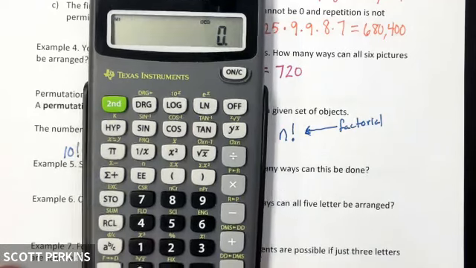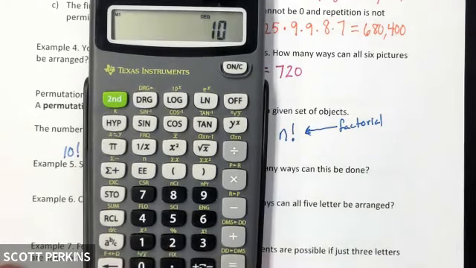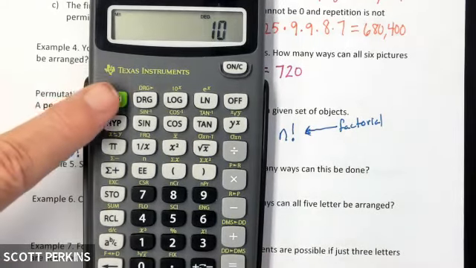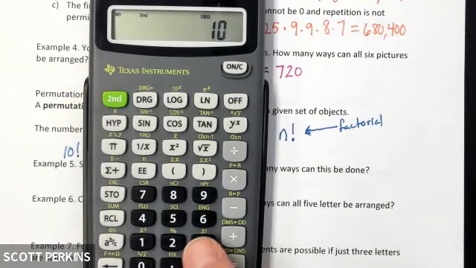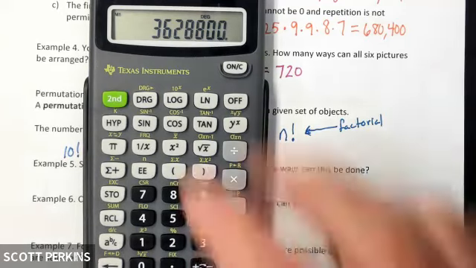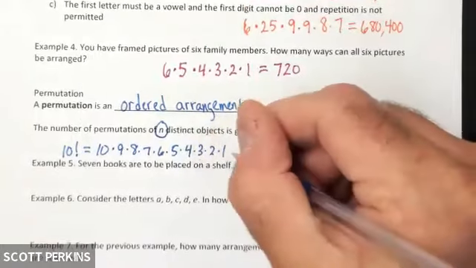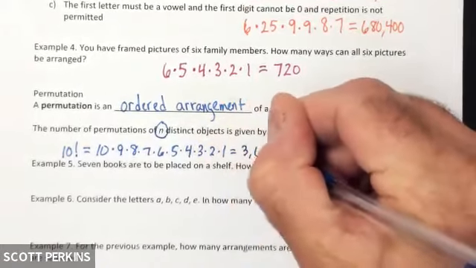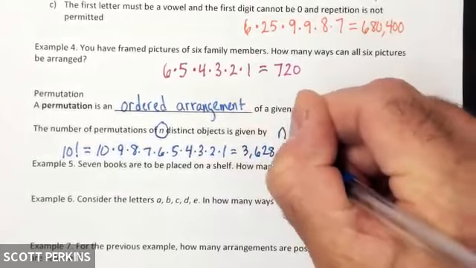On this calculator, I hit the number 10, then the second button so that I can use the factorial. There it is. That's 10 times 9 times 8 times 7 and so on, and it turns out to be 3,628,800. So 10 factorial is 3,628,800.